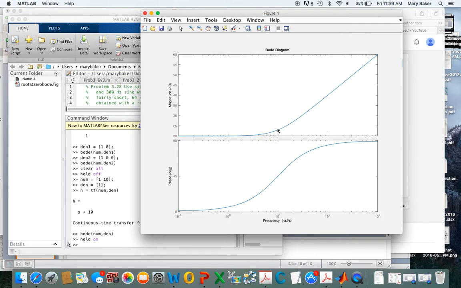So this would be a first order. Now I just want to make one comment here, that you wouldn't want this in a system. This is not a filter. It's not acting to cut anything off.